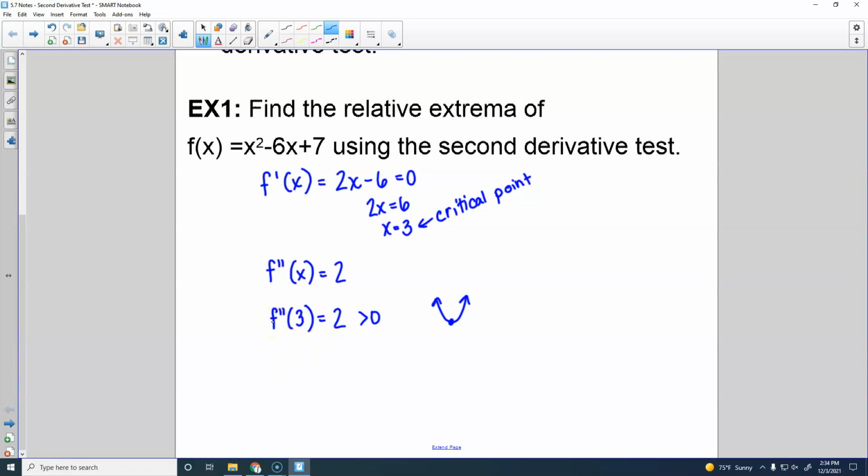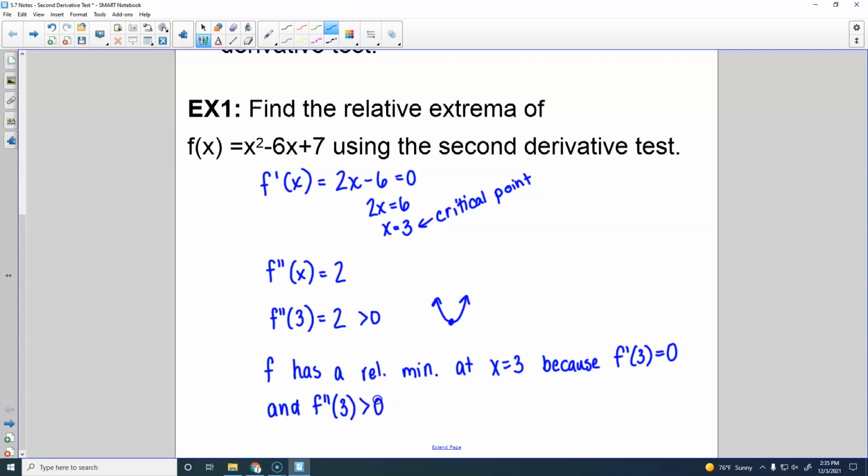Yeah, so here we will say that f has a relative minimum at x equals 3 because f prime of 3 equals 0 and f double prime of 3 is greater than 0. So when you're justifying this with the words, this part right here is always going to be a given. The first derivative has to be 0. If it's not, then you're doing something terribly wrong anyway. And then the second derivative, you're telling whether or not it's positive or negative there. And you want to do f prime of 3 and f double prime of 3, not f prime of x or f double prime of x, because it's at this specific point.